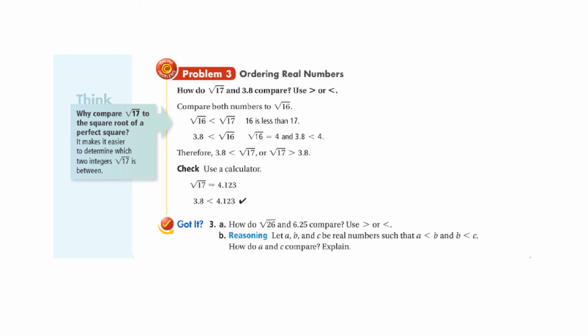Now we're going to look at ordering real numbers. It involves a comparison. We want to compare both numbers to the square root of 16. To do that, again, you may want to change the forms to where they're both the same form. Change to the same form. And then you're able to make your comparison. Now I'd like for you to do Got It number 3.